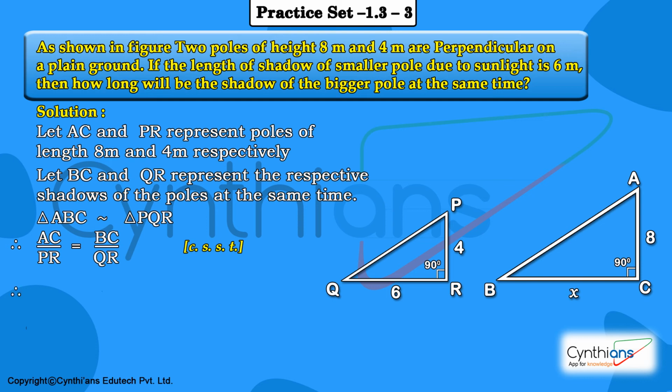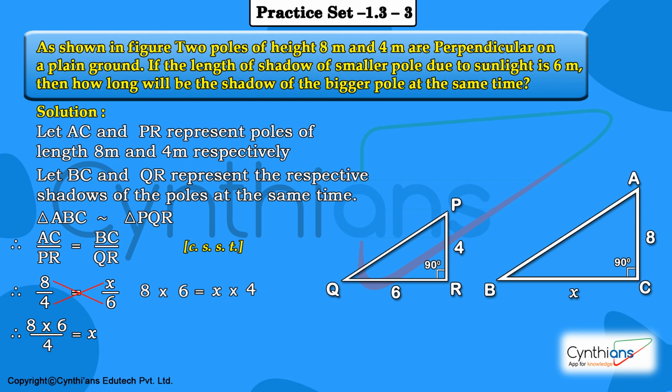Now tell me students, how much is AC? 8. How much is PR? 4, is equal to BC, X, upon QR, which is 6. Let us cross multiply. 8 into 6 is equal to X into 4. Therefore, 8 into 6 upon 4 is equal to X.